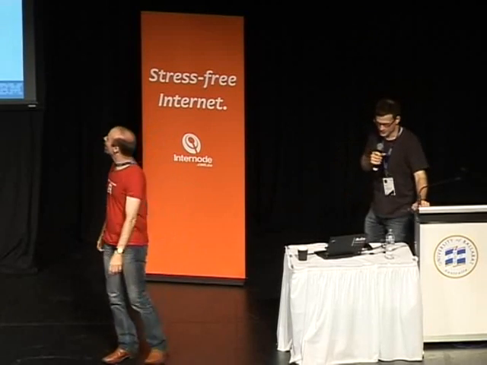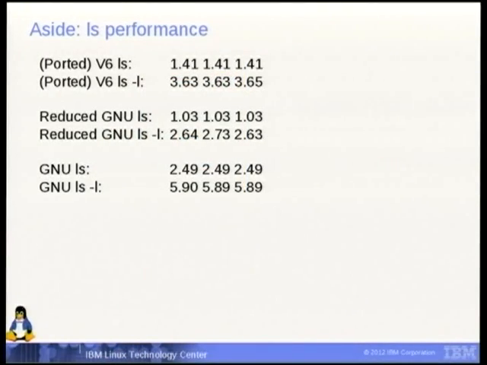So, performance. Features. We do all this stuff and we looked at performance. Here is our forward ported LS and LS -L on the 500,000 directory entries, and here are our reduced versions. Now interestingly, even though we haven't ripped out any of the options that these tests are using, we're still way faster than the straight GNU LS and GNU LS -L.